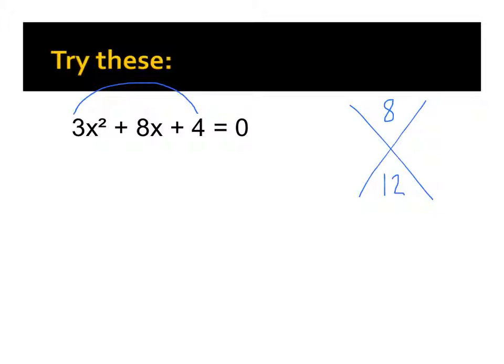What could I do there? How about 6 and 2? Pshoo! 6 plus 2 is 8. 6 times 2 is 12. So it adds to 8. It multiplies to 12. Bibbidi bobbidi, let's keep going.